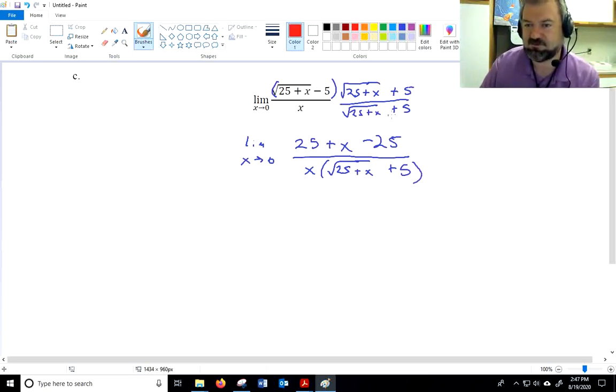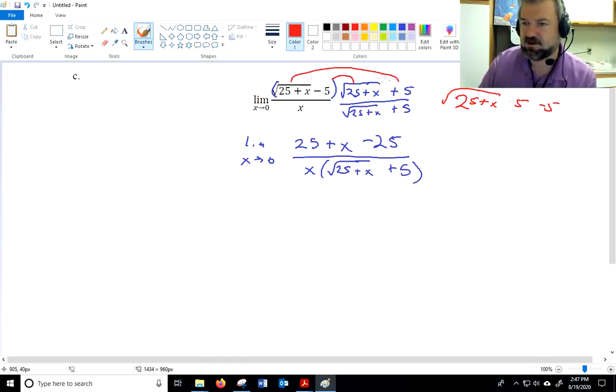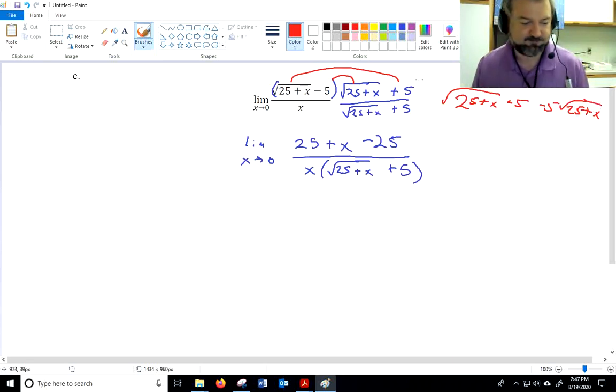Just in case you didn't see how I got from here to here, this is the middle step that I left off: the square root of 25 plus x times 5, and then on the inside I have minus 5. That was the outer product. Then the inner product gives me a minus 5 times the same thing. Those are the same thing because it's 5 times that minus 5 times that same thing. They cancel out. Okay?